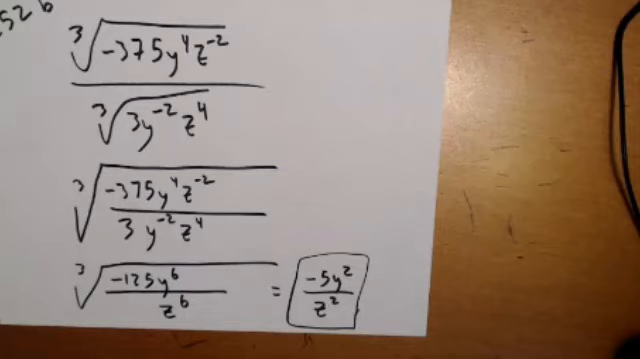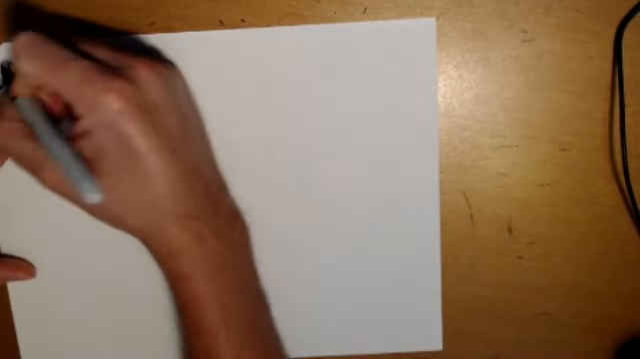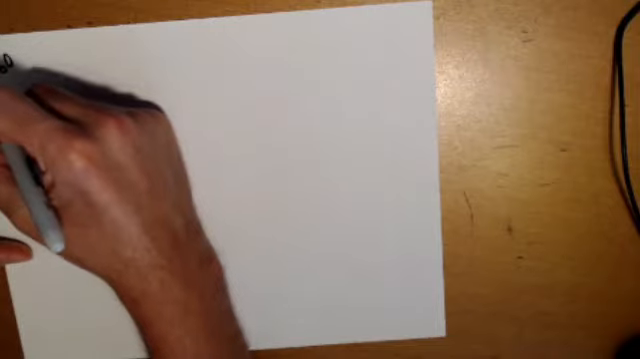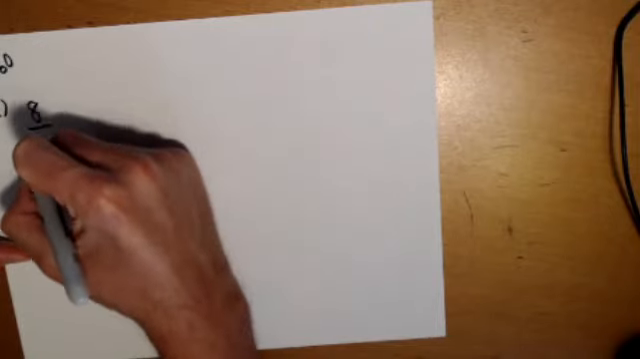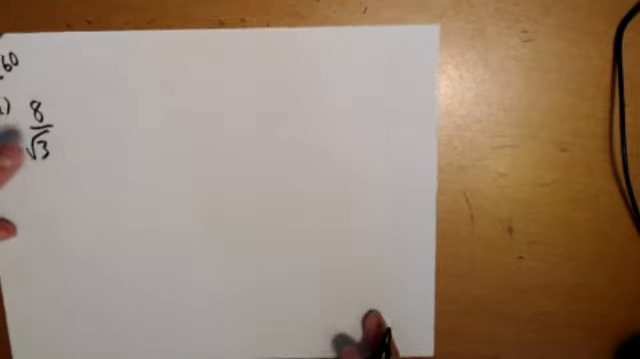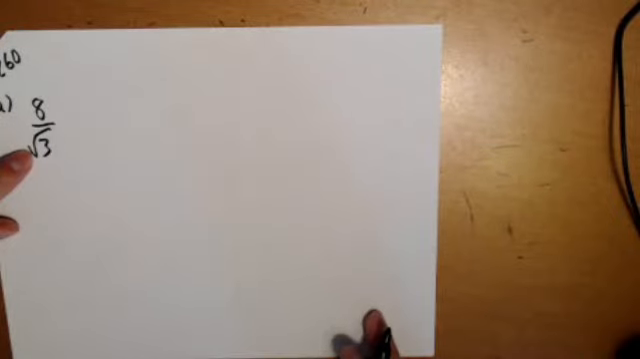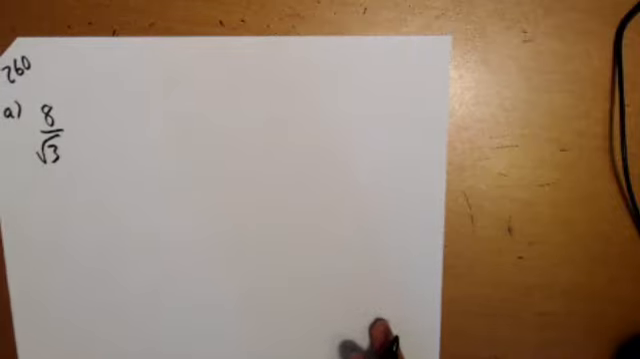Then they do this thing called rationalizing the denominator. Remember, you're not allowed to leave a negative downstairs. It's bad manners. You're not supposed to leave a radical downstairs either. So 260a, we have 8 over the square root of 3. They call this rationalizing the denominator. How do we get rid of that radical downstairs?